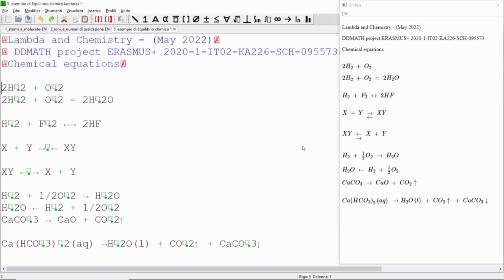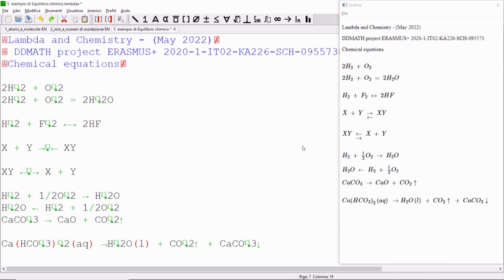We start with the addition of chemical compounds with stoichiometric coefficients. Here is an example. 2H subscript 2 space plus space O subscript 2. For equivalence we insert an equal. 2H subscript 2 space plus space O subscript 2 equals 2H subscript 2 O.